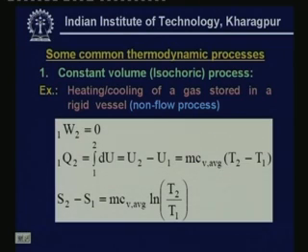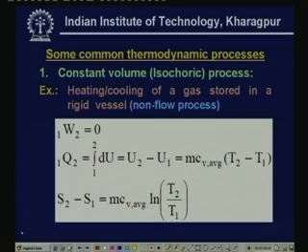For this kind of system, if you are heating or cooling the gas, what are the typical equations for work transfer, heat transfer and entropy change? Those equations are given here. How did we get these equations? For example, this equation, how did we get this?